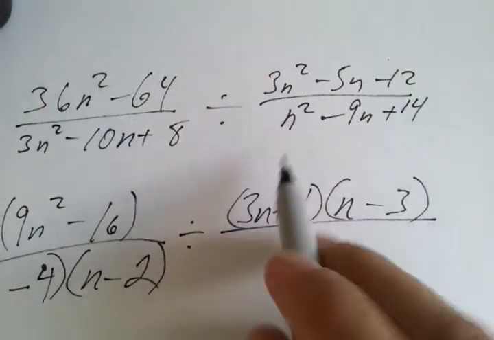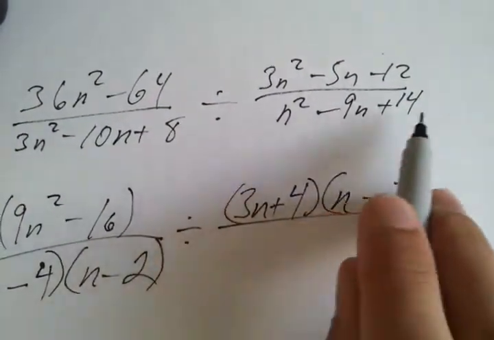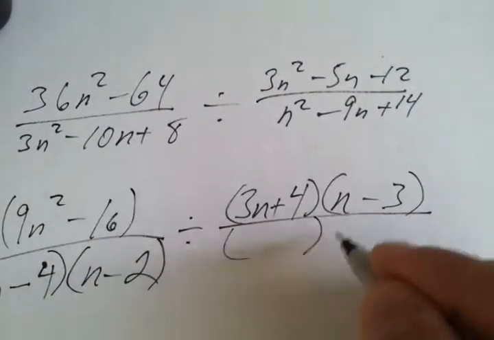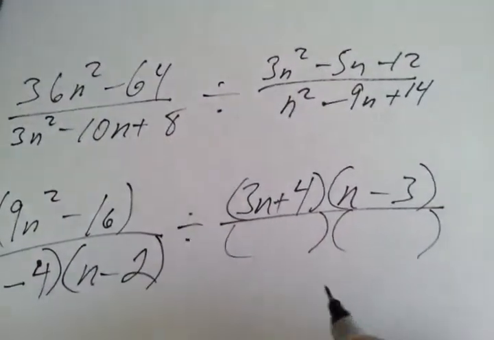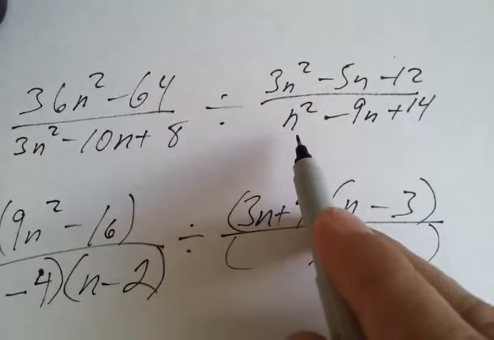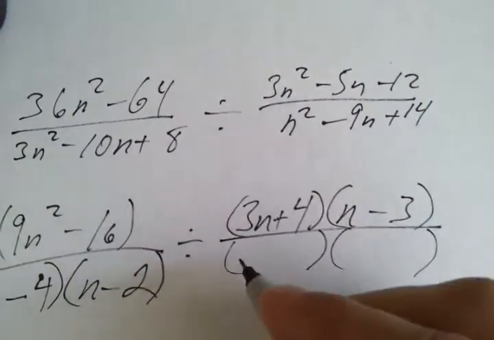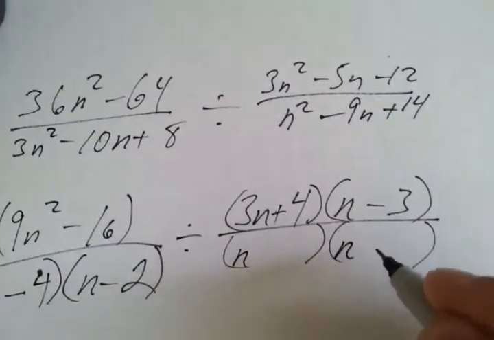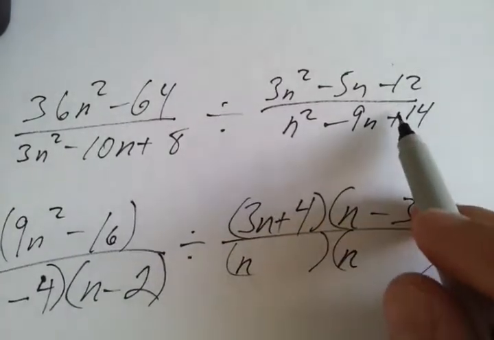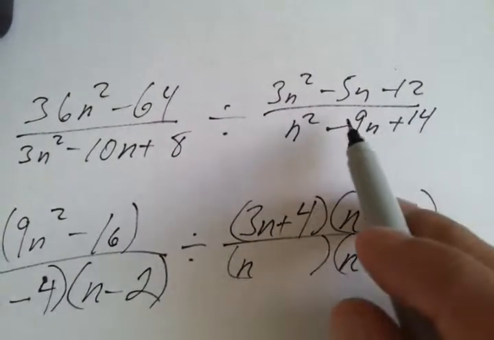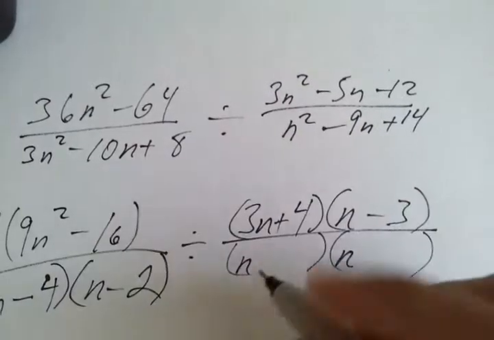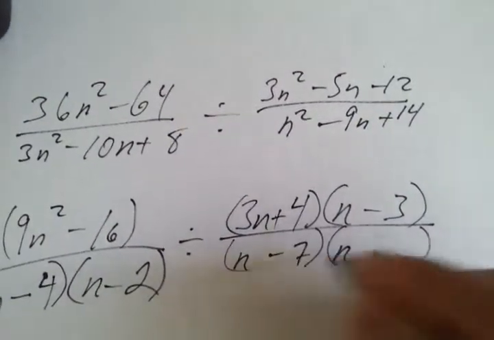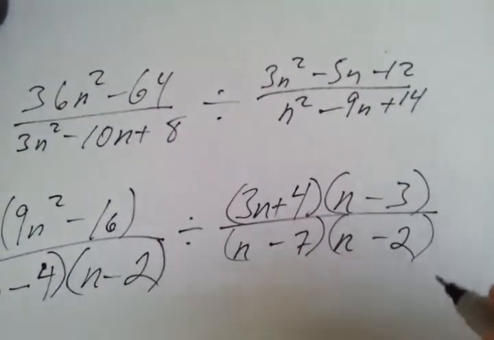And now we can work on our last trinomial. This one is probably the simplest. N squared has to be n and n. And then two factors that multiply to give you positive 14 but add to give you negative 9 would have to then be negative 7 and negative 2.